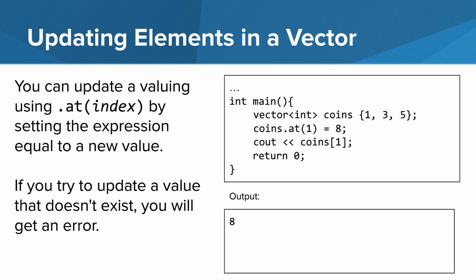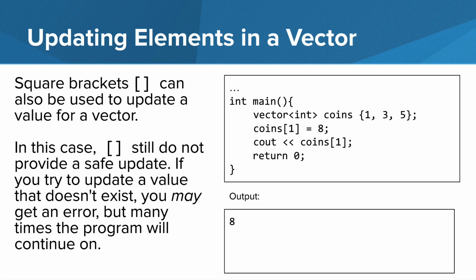Both .at and square brackets can also be used to update values within the vector. You simply use the expression to get the vector value and assign it to a new value which will override the value that was stored in that location in the vector. Similar to what you saw earlier, trying to update an index value that doesn't exist will produce an error. This example shows how square brackets can be used to complete the same task. Again, if you try to update a value that does not exist, you may be successful, however, it could produce an error.